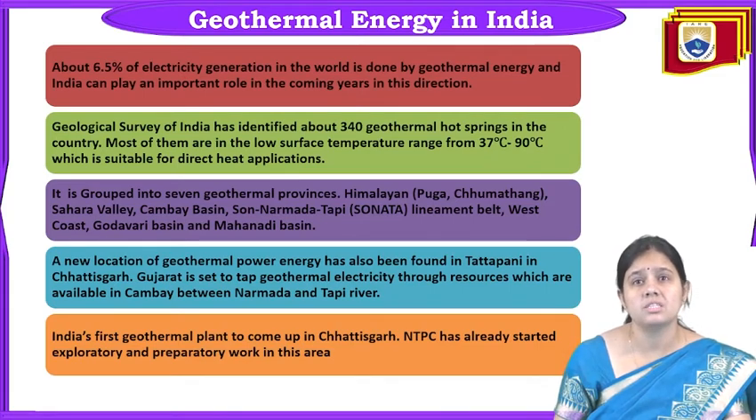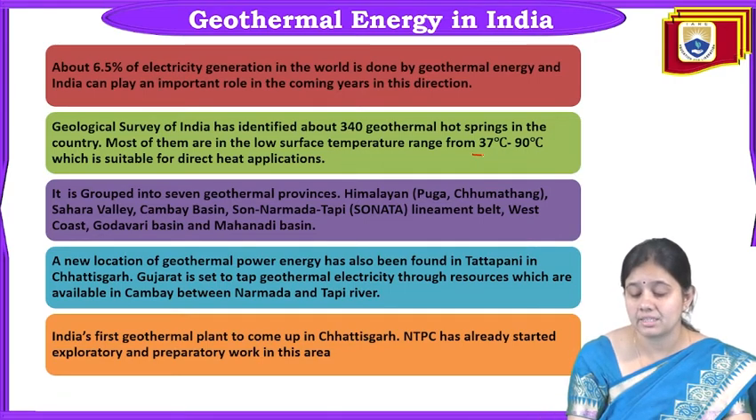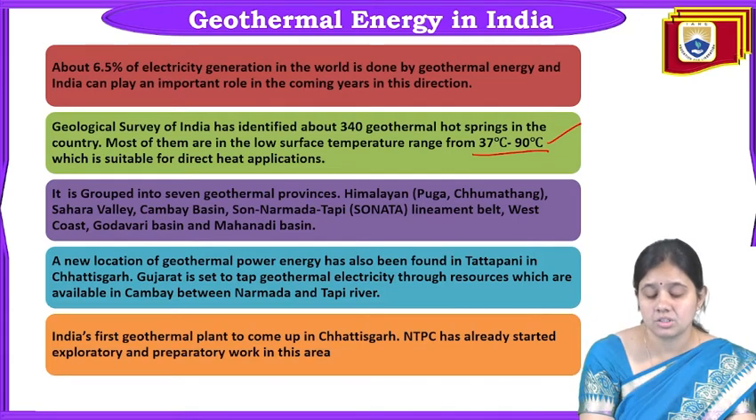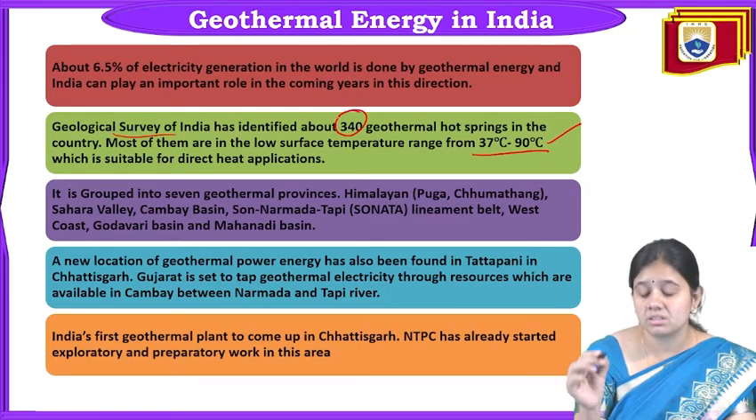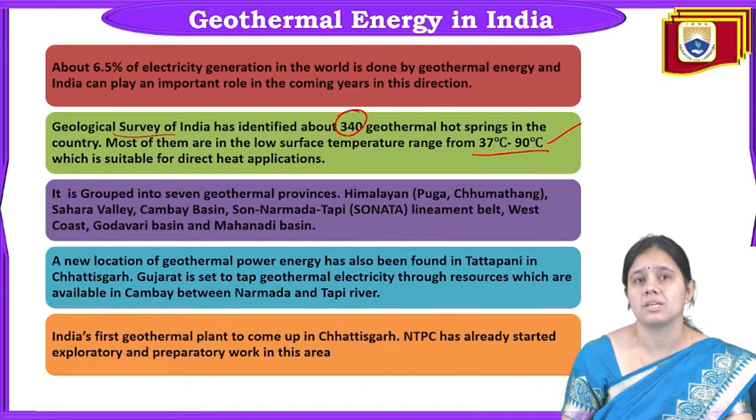According to the Geological Survey of India, about 340 geothermal hot springs have been identified in the country, and most of them are in the low surface temperature range from 37 degrees Celsius to 90 degrees Celsius, which is suitable for direct heat application. Temperature is a very important factor for geothermal energy. The GSI has identified a total of 340 geothermal hot springs with a good temperature range suitable for direct heat application.